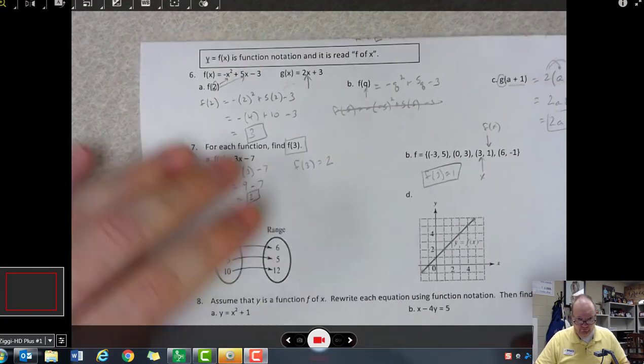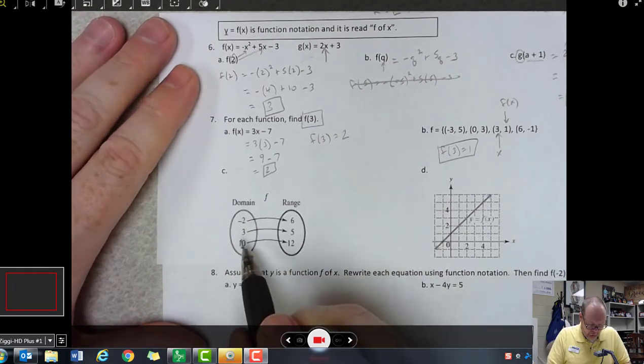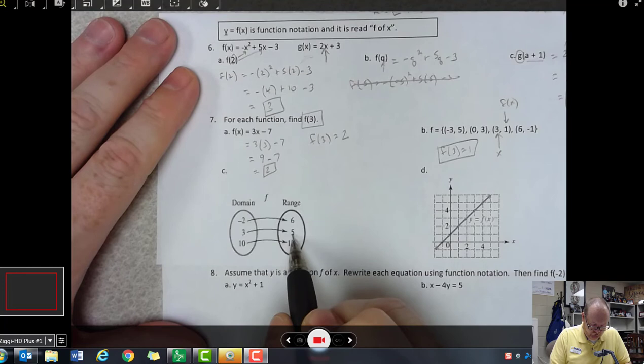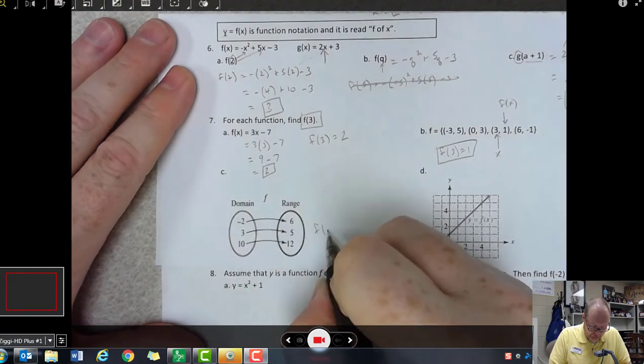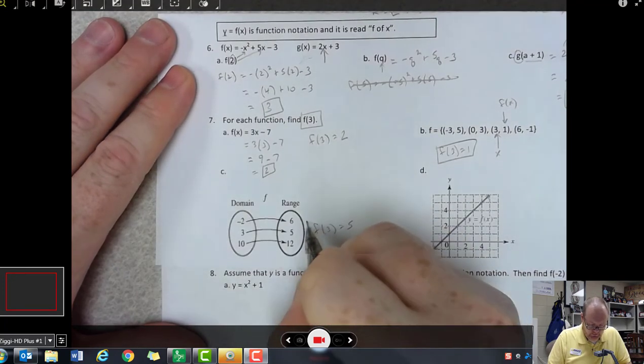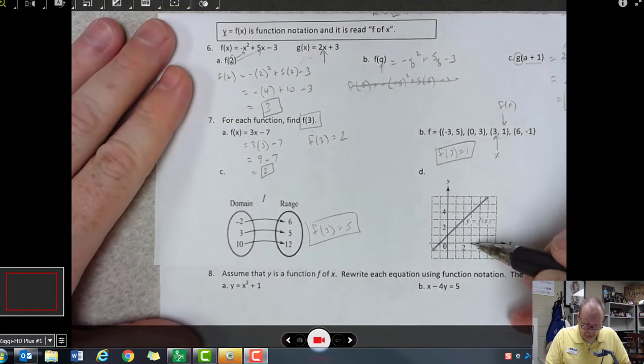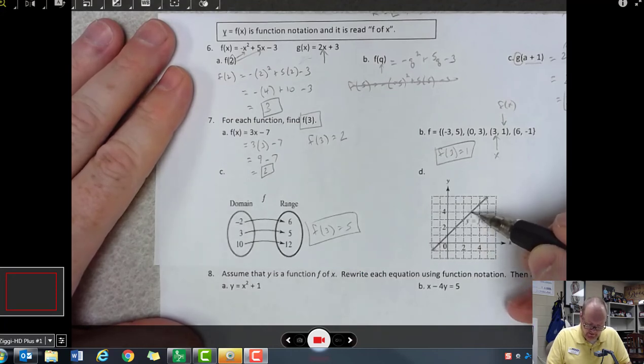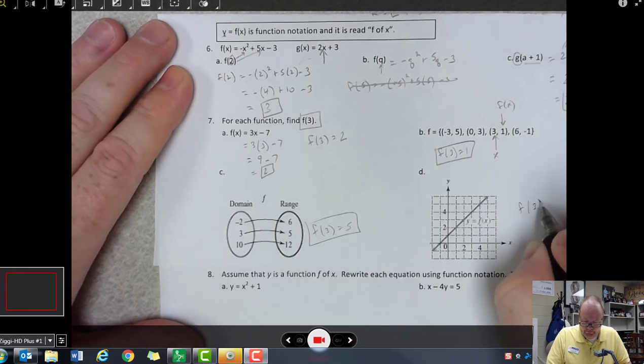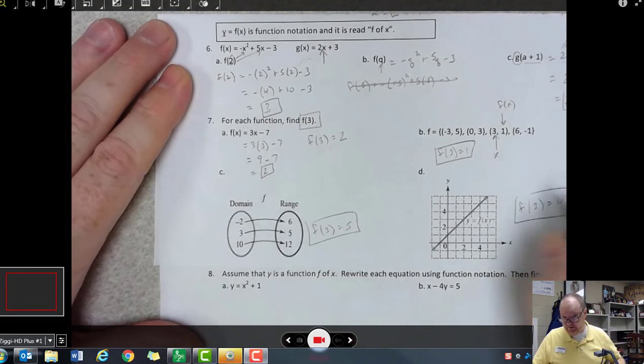I've got a mapping on letter C. So if 3 is in the domain, it matches with 5 in the range. And then finally, the xy axis graph. When x is 3, y is 4 at that point. So that's a good skill to use.